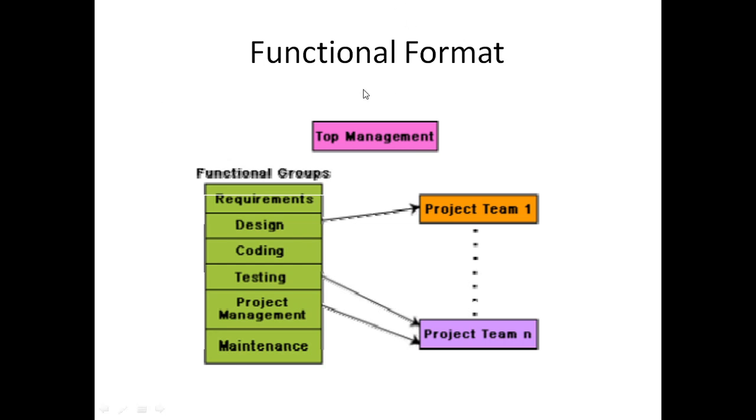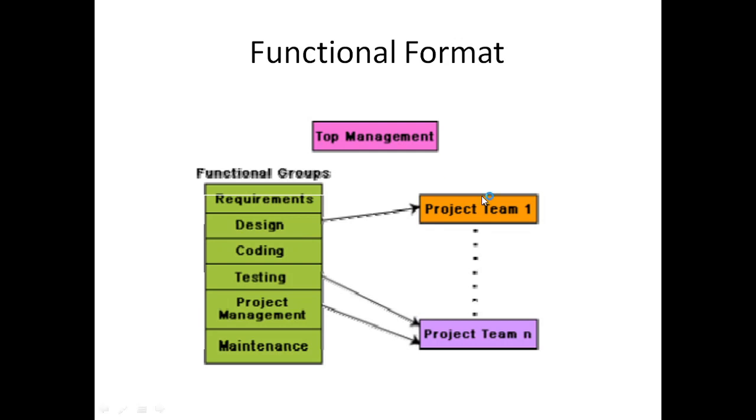So in this functional format, the team members or the development staff are divided into different functional groups like requirements group, design group, coding, testing, project management, maintenance. Like that, there will be different functional groups. So the whole organization will be divided based on the functions performed by the team or by the person.